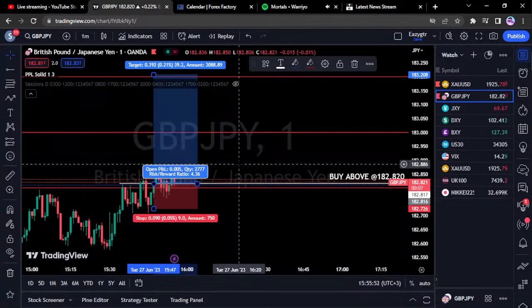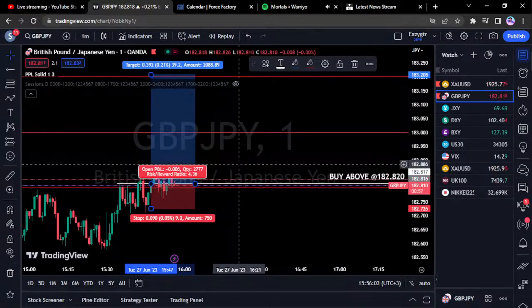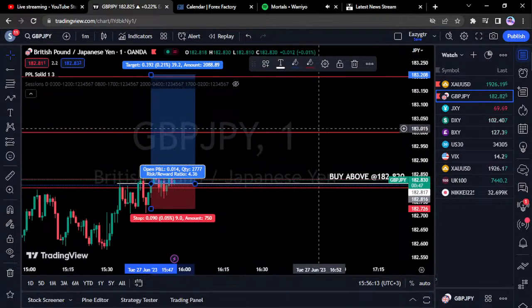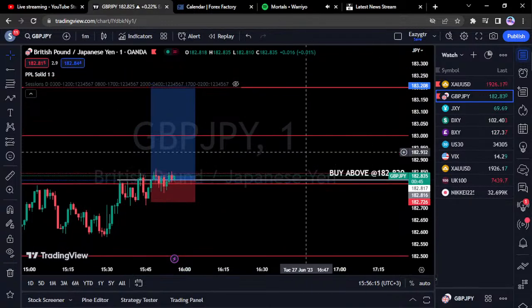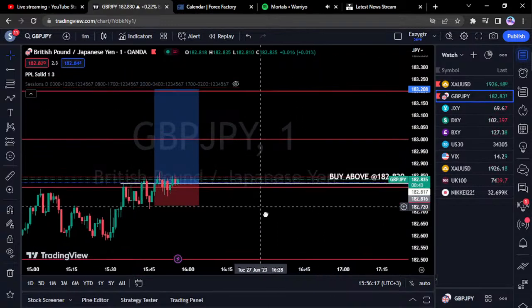So depending on if you entered the gold trade and where you managed, personally, I bagged 50 pips, so 50 minus 9, I'll have closed the day at 41 pips. So we're still in this GJ trade.